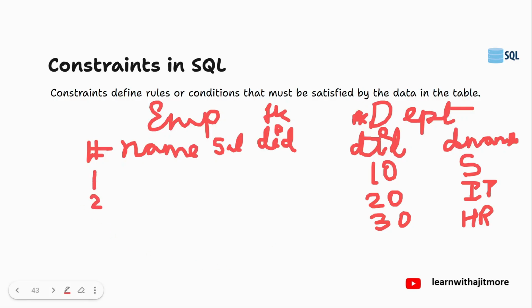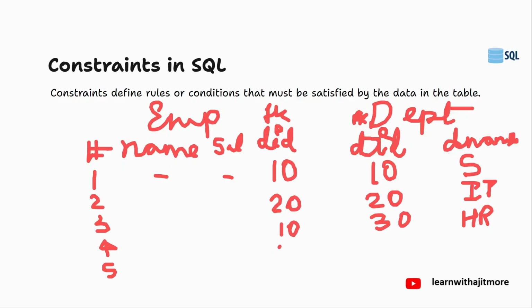Adding employees, 1, 2, 3, 4, okay? Different employees are added, and we are giving departments to them. So their names are there, their salaries. Suppose 10 is there, next employee 20, next again 10, next is 30, getting? Next is again 10. With this we come to know that the first employee is working in the sales department, second in IT, third again in sales, fourth in HR, fifth again in sales.